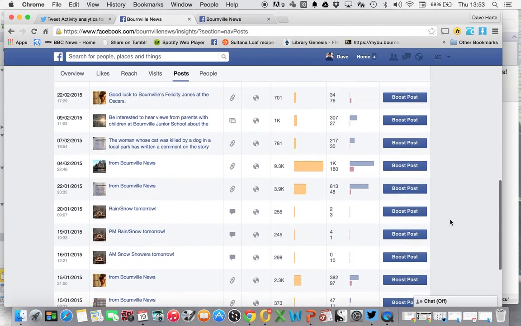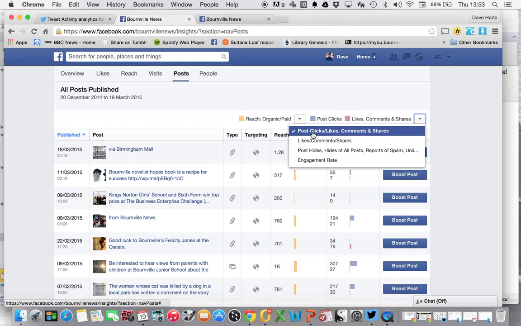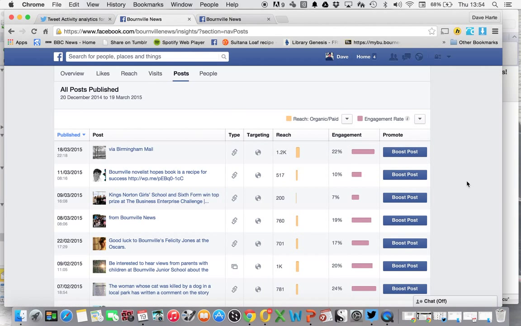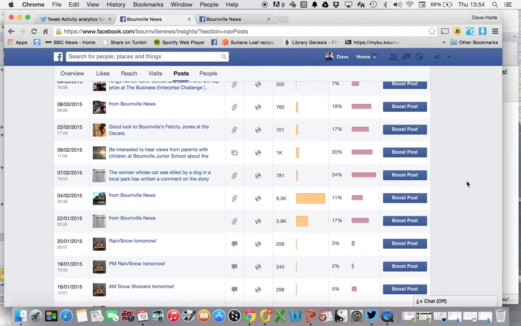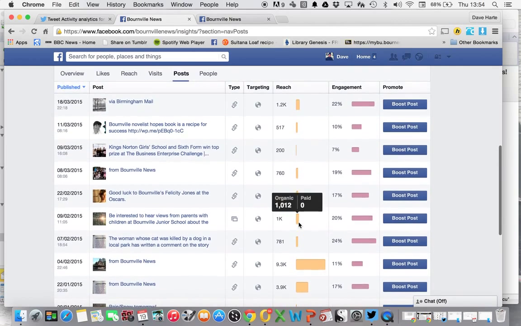So the distinctions there: an engagement here is a post click, a like, a comment, and/or a share, any of those kinds of things. And then it will allow you to look at detail on likes, comments, and shares. This also gives you an engagement rate, which Twitter does as well, and we'll look at that too. So on Twitter and on Facebook, it'll tell you the engagement rate, so the number of engagements divided by the reach.